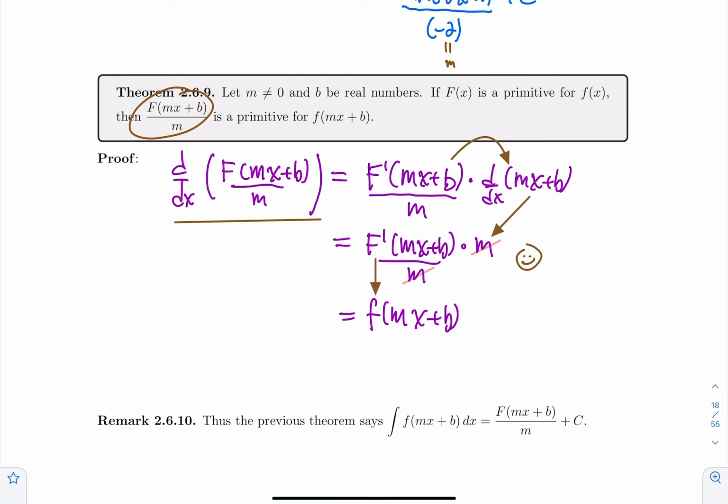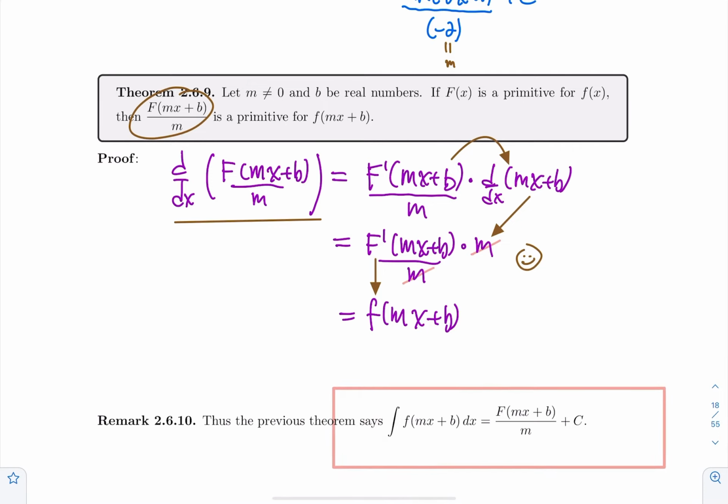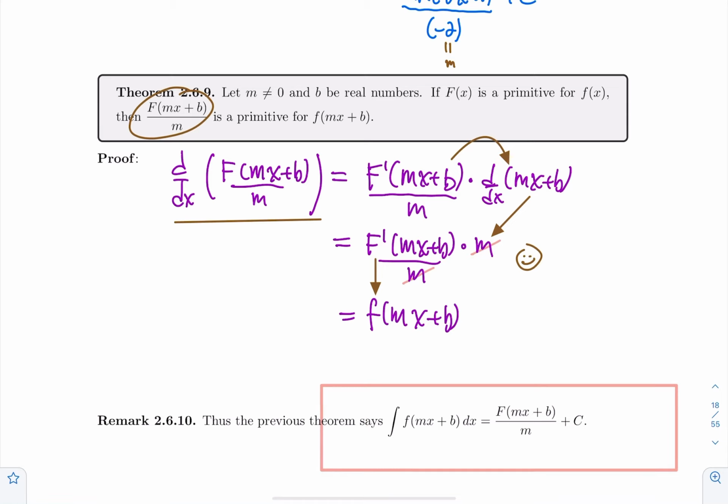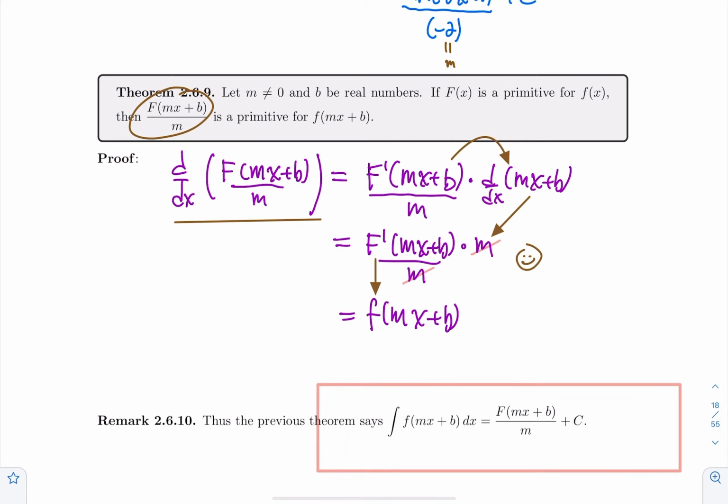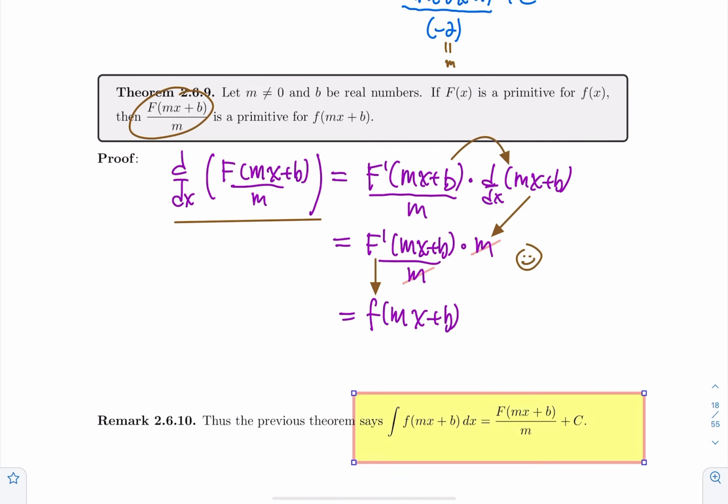Okay, but remember that trick only works if the inside is a linear function. If it's not a linear function, you cannot use that trick, because other rules will be involved. So we can now summarize this with the next remark. The indefinite integral of small f of mx plus b is big F of mx plus b over m. So you just need to divide by the slope only if the inside is a linear function. Okay, so make sure you don't misuse that trick. If the inside function is not linear, it's going to really blow up in your face.